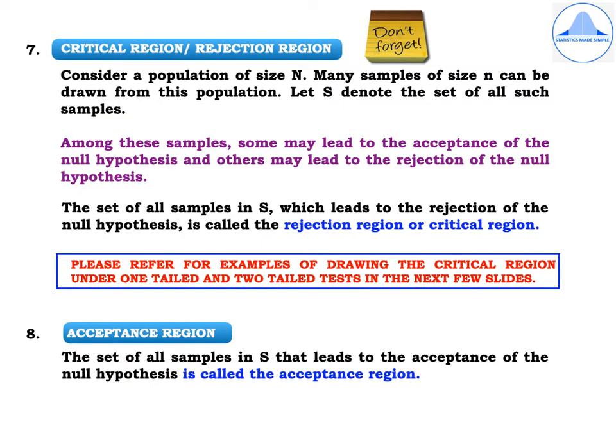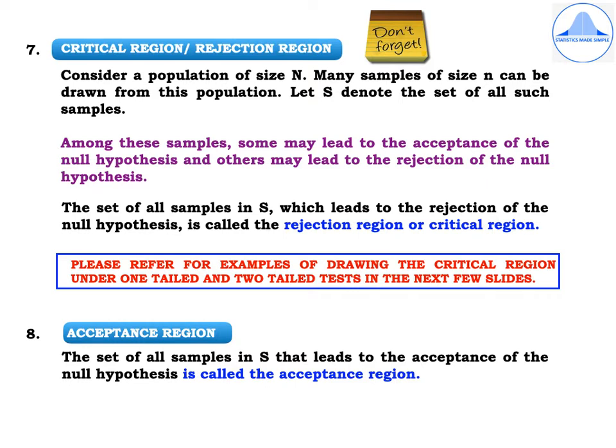Now the next definition, the seventh one, is the critical region or the rejection region, which is again an important two marker. Now let us consider a population of size capital N. We know that whenever we have a population, we can select many samples, not only one sample. So many samples of size n can be drawn from this population, and so let S denote the set of all such samples.